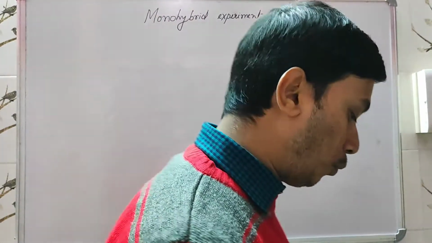Mendelian monohybrid experiment is also called Mendelian monohybrid cross. Monohybrid cross means a cross between one pair of contrasting characters. Mendel mainly took the pea plant for his inheritance experiment. So if we take one example of pea plant, with the help of this example we will illustrate the Mendelian monohybrid experiment.